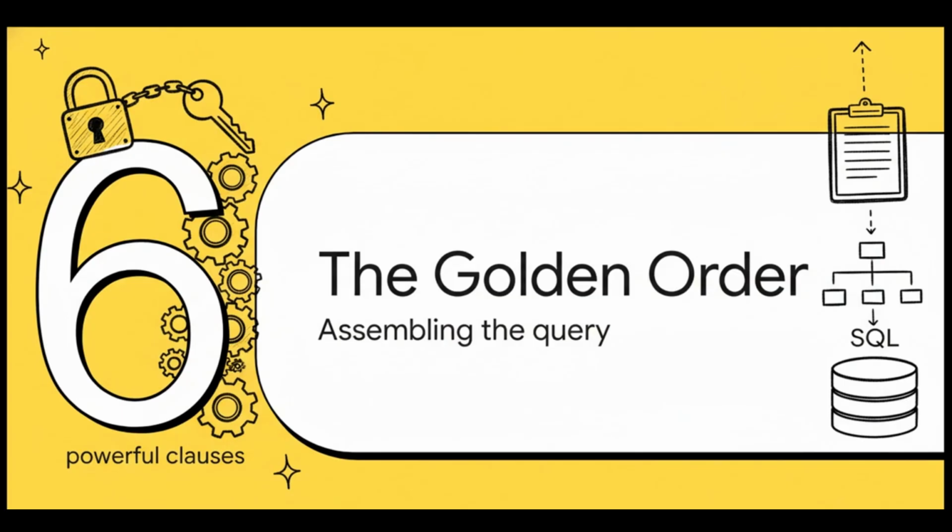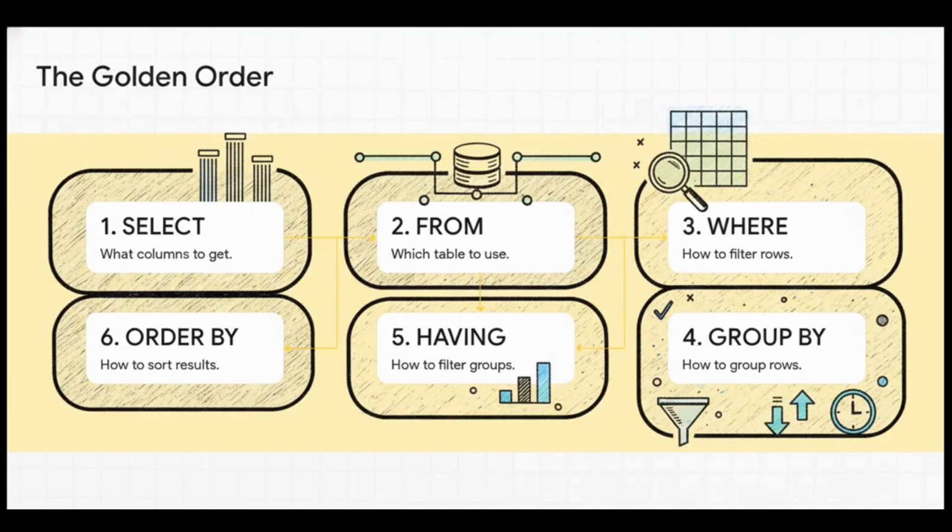So, this leads us to the most critical point of all. All these powerful clauses we've just learned have to be written in a very specific, totally non-negotiable order for SQL to understand what you're trying to do. And here it is. This is what I call the golden order. You need to commit this to memory. It's always SELECT, then FROM, then WHERE, then GROUP BY, then HAVING, and finally, at the very end, ORDER BY. This is the basic grammar for almost any query you're ever going to write.